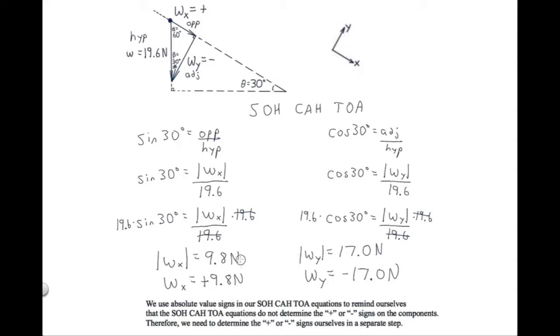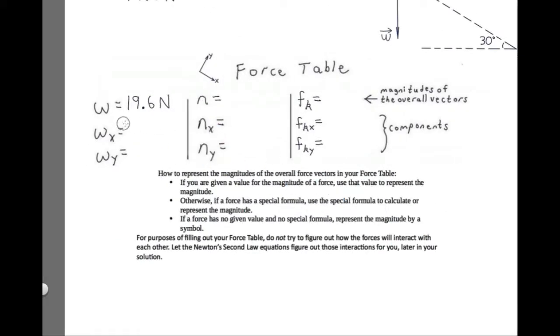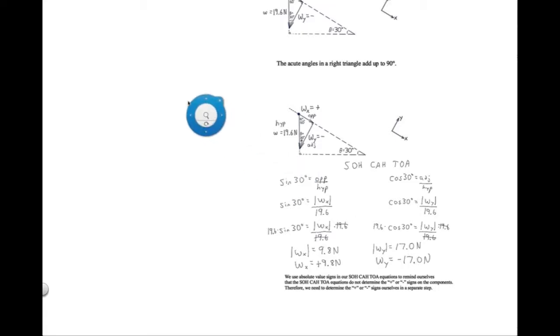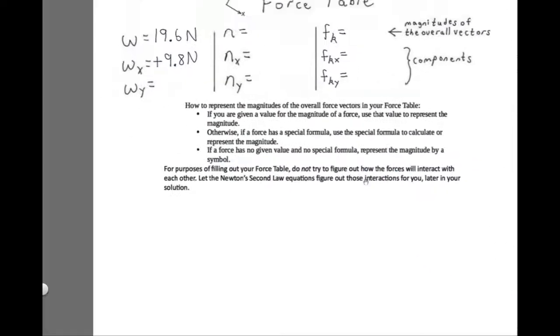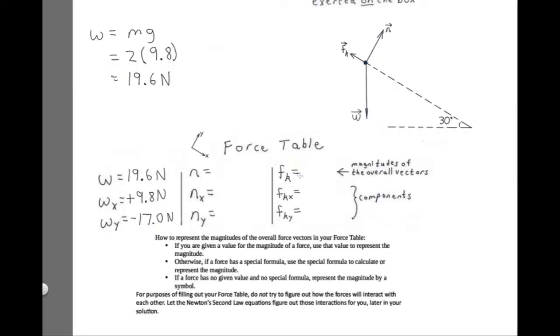W sub x is plus 9.8 newtons. And our W sub y was negative 17.0 newtons. We've completed our work for the weight in the force table. Now we have to work on the normal force in the force table.